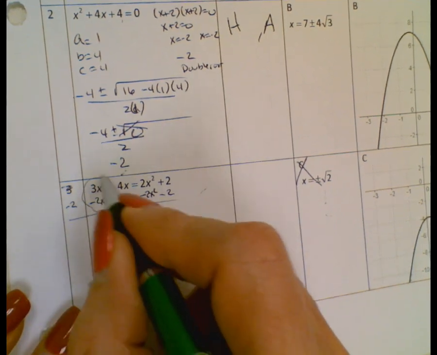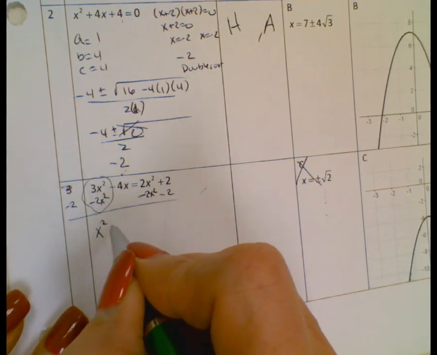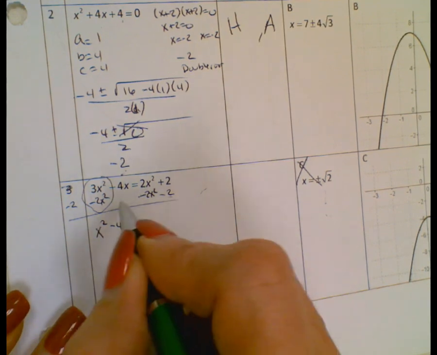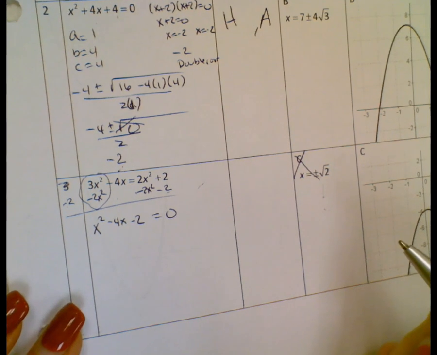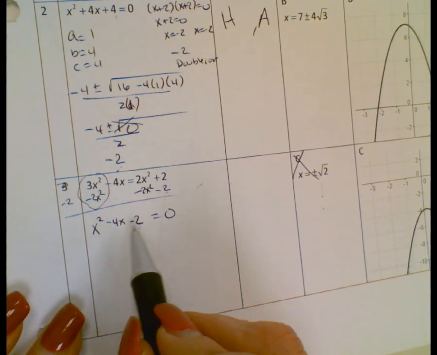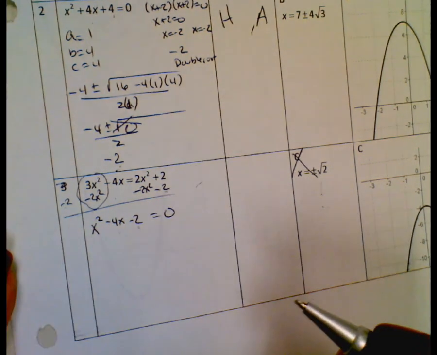So if you add these first, that's 1x squared, then followed by the linear term, and then the negative 2 goes here, the one that we subtracted over. That's your quadratic. This one's not factorable. There are no factors of negative 2 that equal negative 4. So we are doing the quadratic formula.